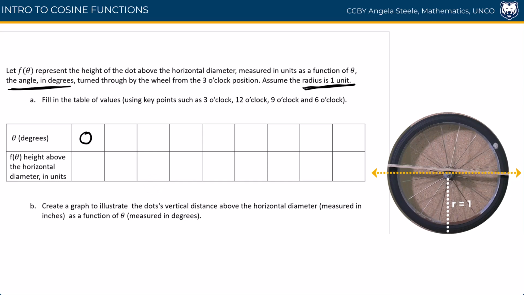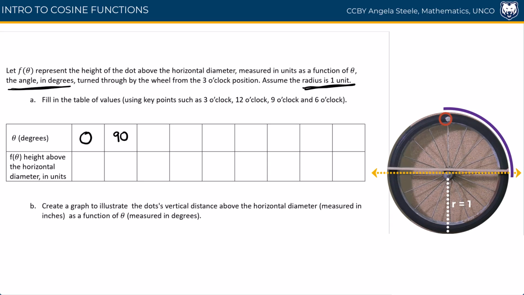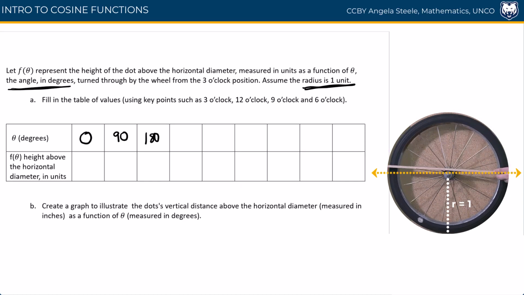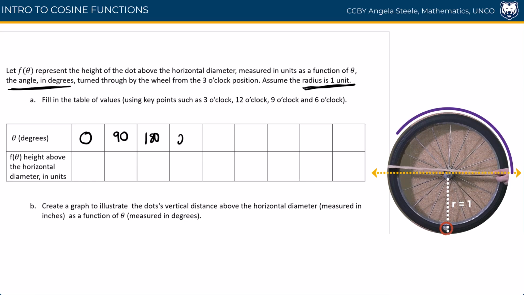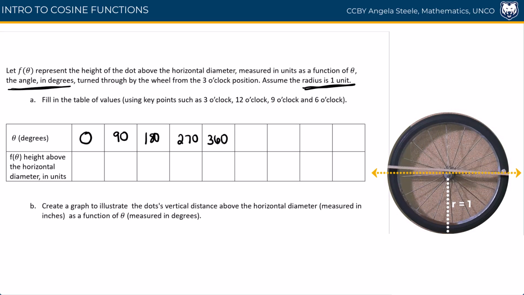At the 12 o'clock position, you can see that the circle has rotated 1/4 of the way around, which means that it is 90 degrees. At the 9 o'clock position, we've gone halfway around the circle, which means we will be at 180 degrees. Next, at the 6 o'clock position, we are 3/4 of the way around the circle, so that brings us to 270 degrees. And then last, when we get back to that 3 o'clock position, we are at 360 degrees.